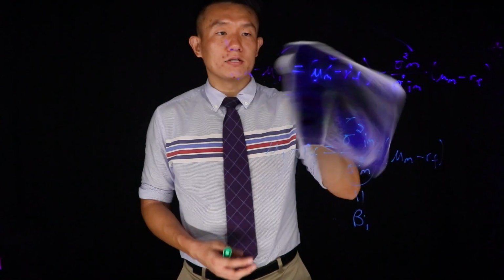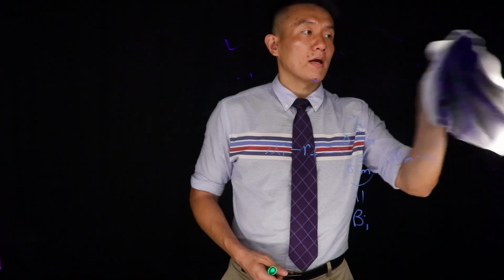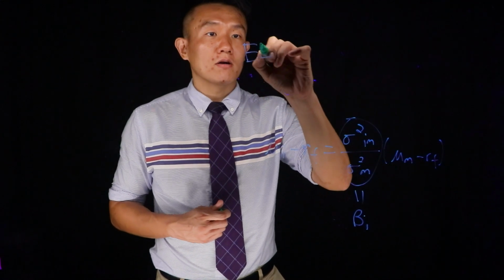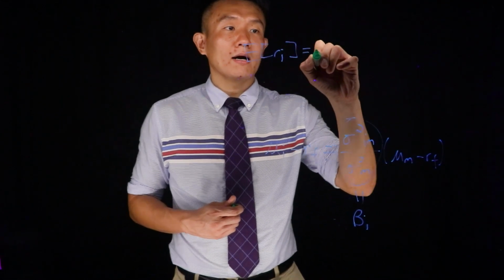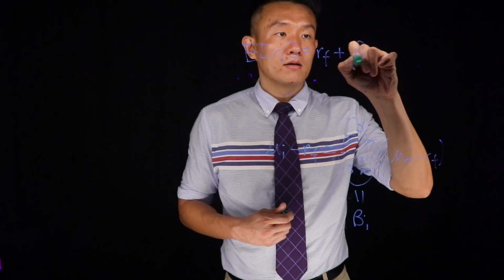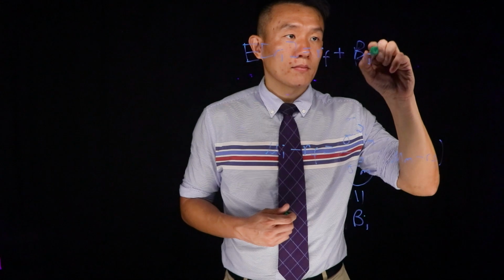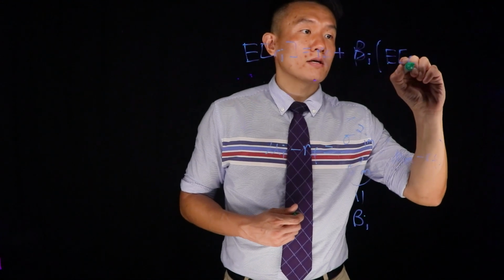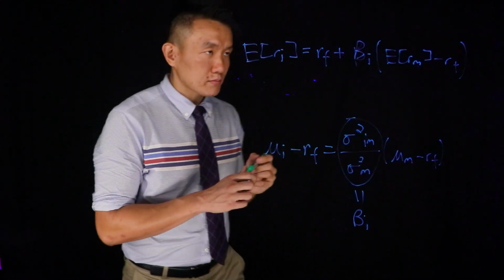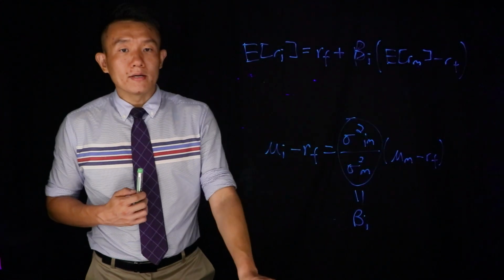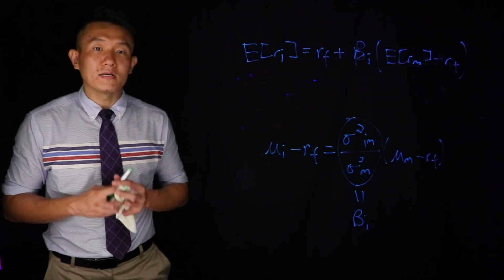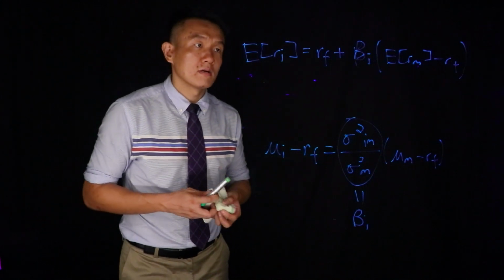If I rearrange this, I can write the CAPM in its more familiar form, which is that the expected return to stock i is equal to the risk-free rate plus beta times the expected return to the market minus the risk-free rate. So essentially, the return to stock i is entirely determined by how sensitive it is to market risk.